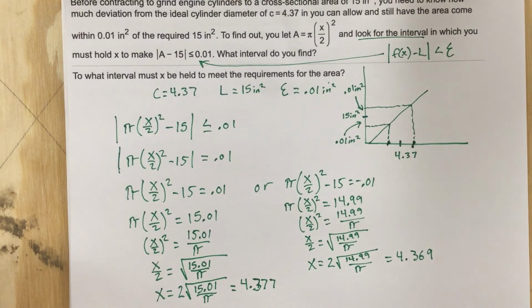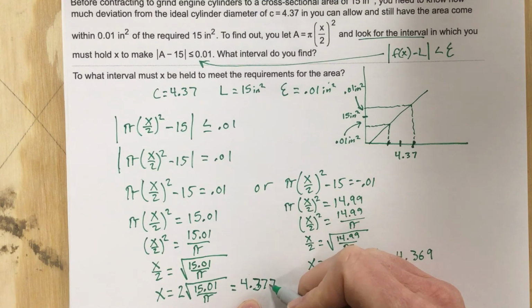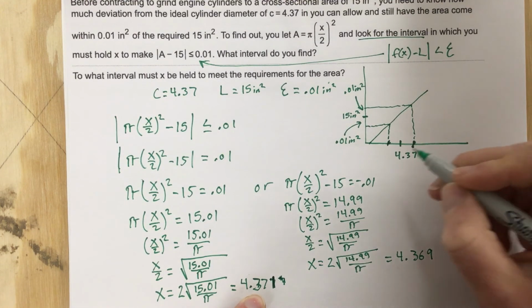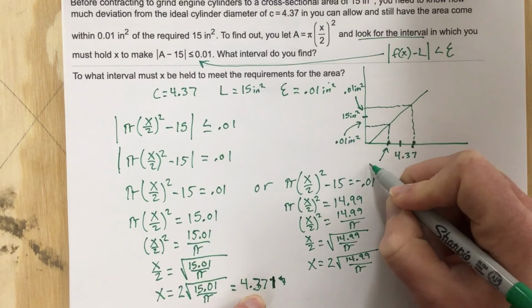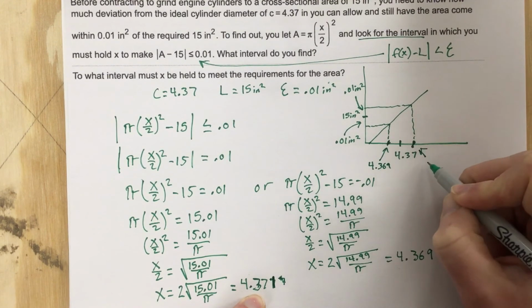Let's make sure we got that. You know, I wrote this wrong. This is actually 4.371. I screwed that up. So this is actually a 1 here. Okay, so this part is 4.369.